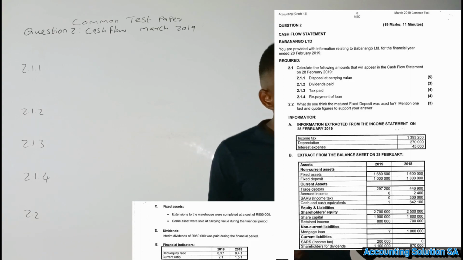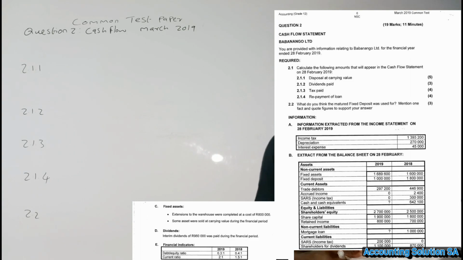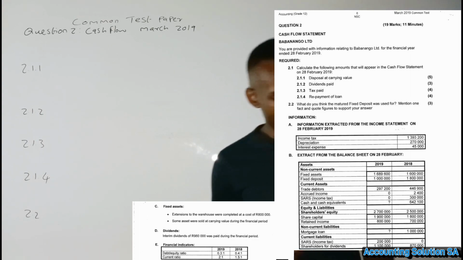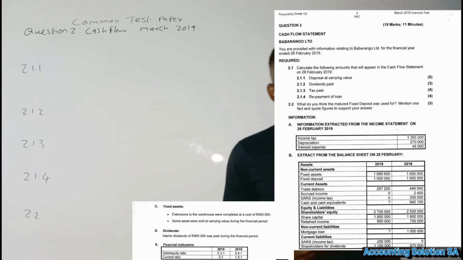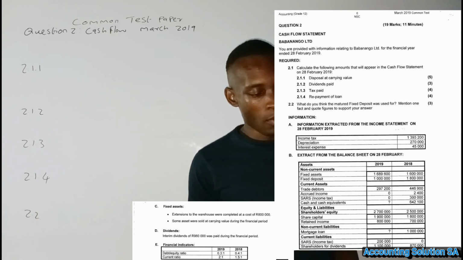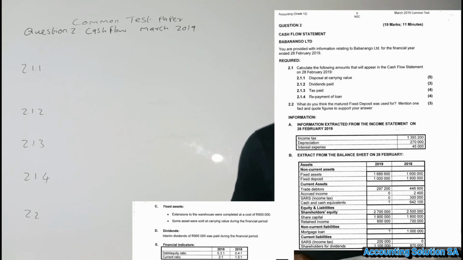They said Babanango Ltd. You are provided with the information related to Babanango Ltd for the financial year ended 28 February 2019. They required, 2.1, calculate the following amounts that will appear in the cash flow statement on 28 February 2019. Number one, we have to calculate disposal at carrying value, dividends paid, tax paid, and repayment of a loan.